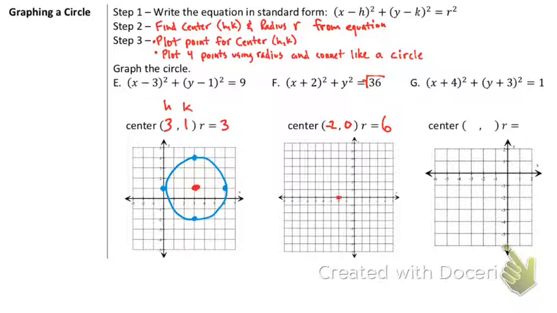-2, 0 is here. And then we're going to plot the 4 other points. So we're going to use 6 jumps this time because that's our radius. So 1, 2, 3, 4, 5, 6.